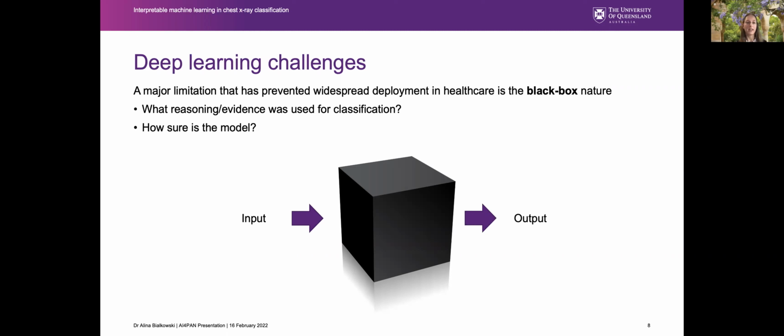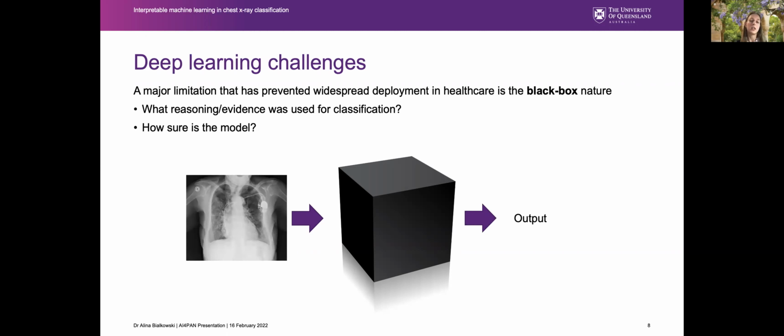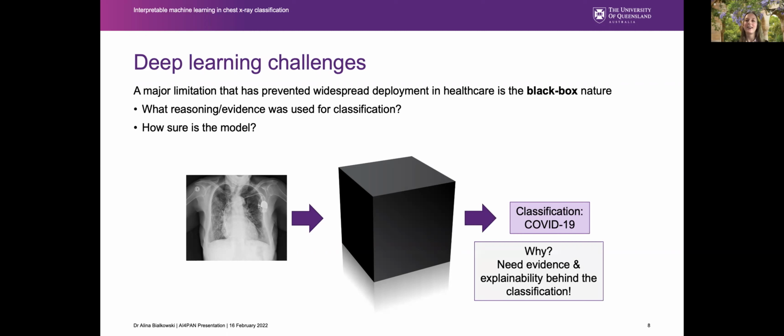Why? Because we don't have any kind of reasoning or evidence behind how we generate that output. And also we have no indication of how sure the model is. Currently, we can never get 100% accuracy in deployment of algorithms, so we can't simply trust these algorithms. So as an example, you might feed in an image here of a chest x-ray. We have this black box deep learning model, and it'll produce some kind of classification. So in this case, it's predicting COVID-19. But to be clinically useful, we really want to know why. So we need some kind of evidence behind this and some explainability behind how that classification was obtained.